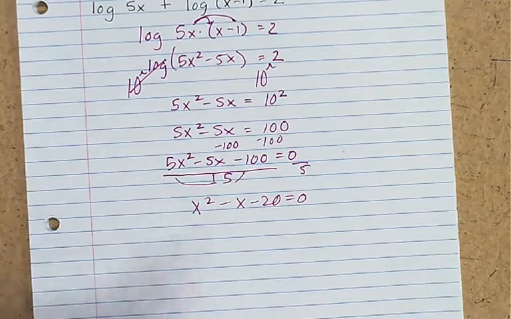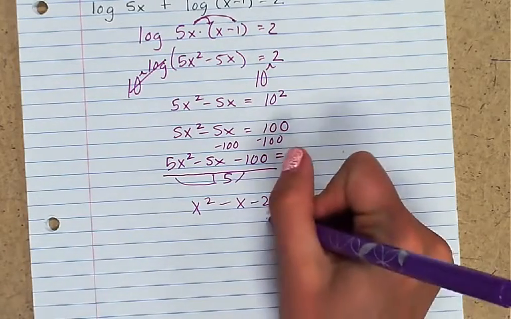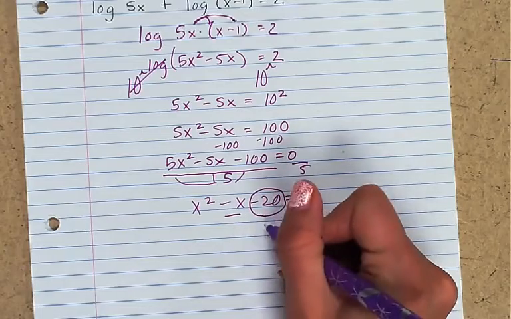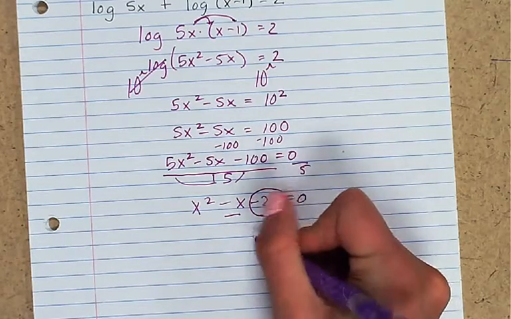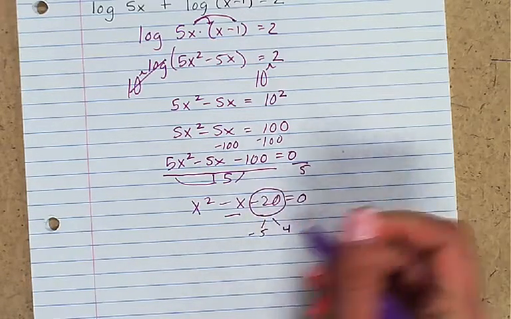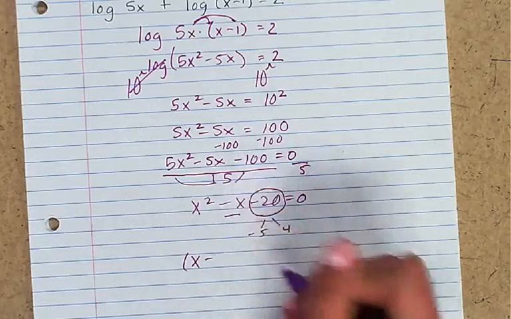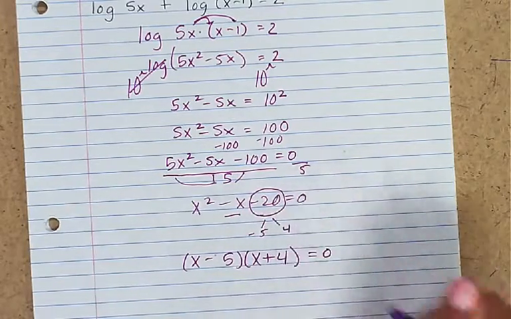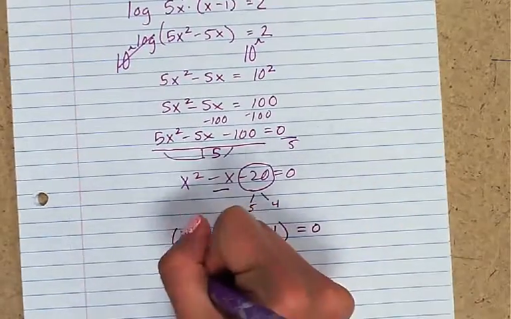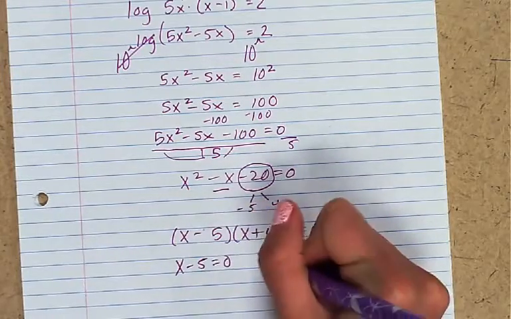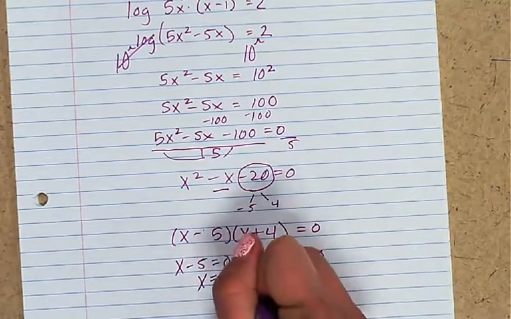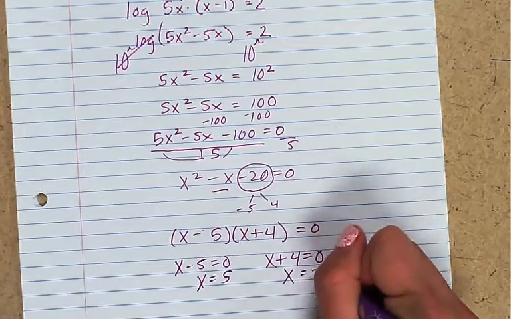Now we have no number in front of our x squared, so we just have to decide what two numbers multiply to negative 20 and add to negative 1. That would be negative 5 and positive 4. And it's still equal to 0, so our very final step is we have to set each of these equal to 0 and solve. So add 5 to both sides, subtract 4 from both sides.